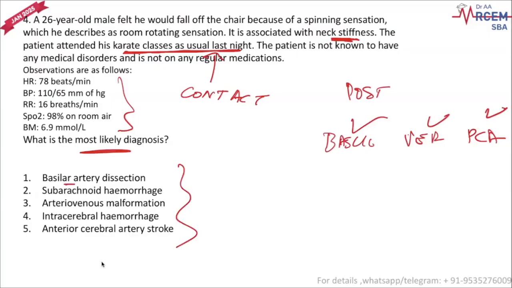So we are thinking about a basilar artery dissection to be most appropriate here because all these signs are suggestive of a posterior circulation problem. So the right answer is basilar artery dissection. Basilar artery infarct also can be there, which is not given, or vertebral artery dissection can also be present.